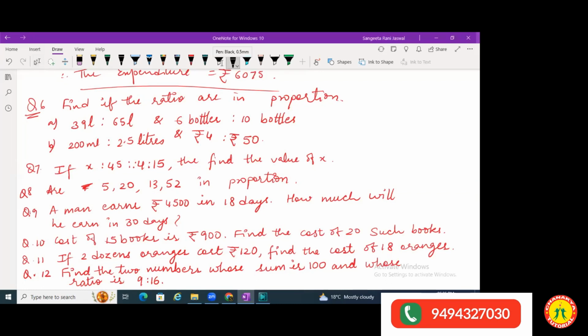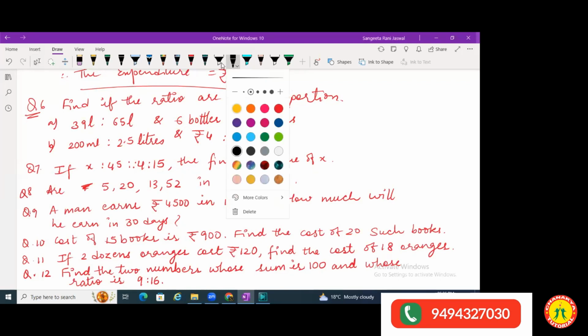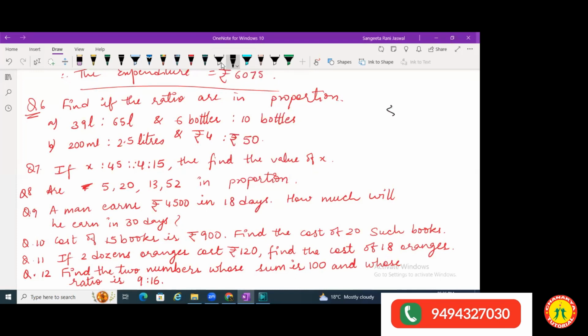Ma'am, 6th bit A1, they are not in proportion. Yes, ma'am, they both are not in proportion. Okay. See, even after changing the units, you're not getting them in proportion. Ma'am, question B, they are in proportion. Yes, ma'am.